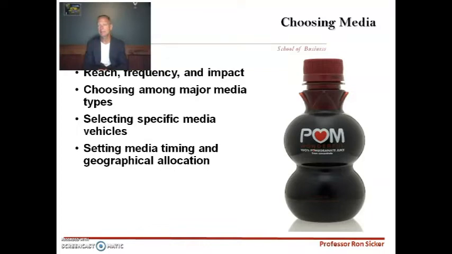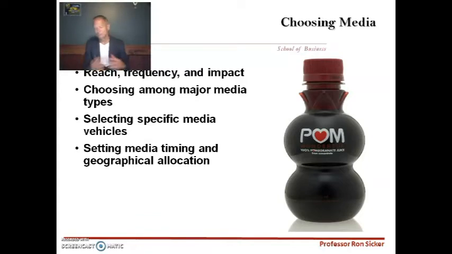And then you got to set the timing. When do you want it? Do you want it to be continuous? Do you want it to be pulsing? Do you want it to be flighting? Continuous would be like Flo. They're always advertising. Pulsating would be like a Pepsi commercial.